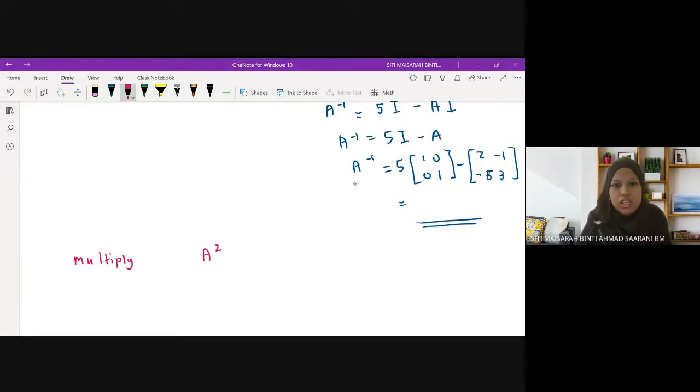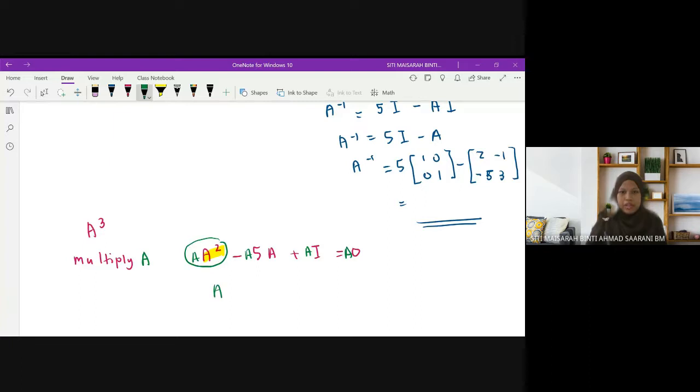our equation, which is A squared minus 5A plus I equals 0. Okay, we want A cube. Here we have A squared, so if we want A cube, we should multiply with A. So let's say here they put it like this. Okay, for the first part, this becomes A cube.